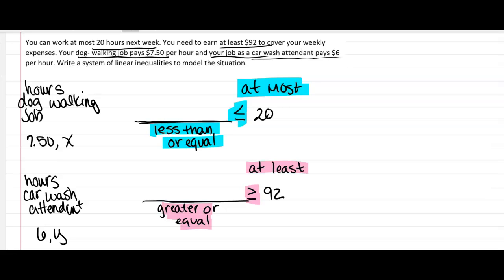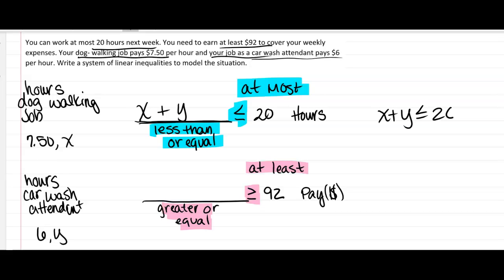So in this case, when we have the 20, that's talking specifically about the hours. The $92 is the pay. So this is where we're going to put the numbers that have a dollar value to them. So for the 20 hours, we don't know how many hours he worked at the dog walking job, so we're using X to represent it. We don't know how many hours he worked as a car wash attendant, so we're just using Y to represent that number of hours. So that's going to be my inequality, X plus Y less than or equal to 20.